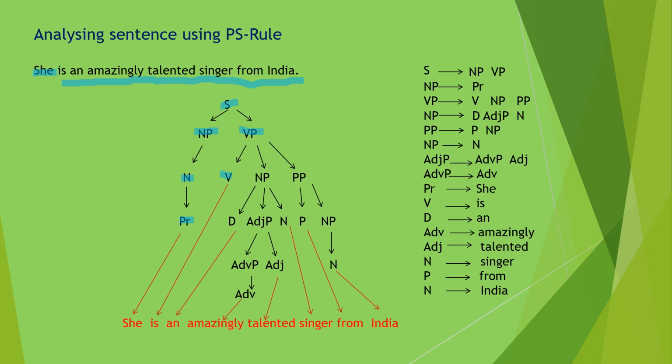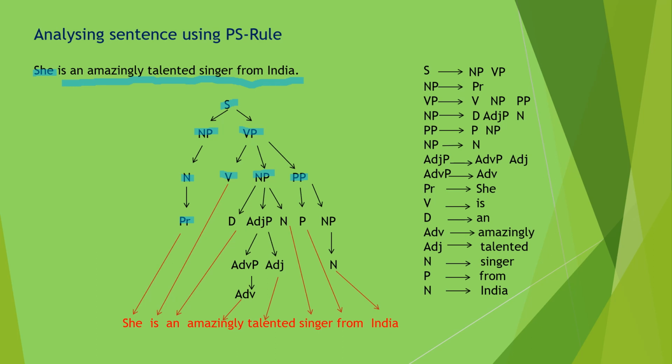So we have the verb, and then we have the noun phrase "an amazingly talented singer". So we write here noun phrase, and then we have "from India". So "from" is a preposition, so it is a prepositional phrase. Okay, so "from India" is a prepositional phrase. Then we move to the next step. The verb is alone, so there's no further division in the verb, so we'll leave it as it is.